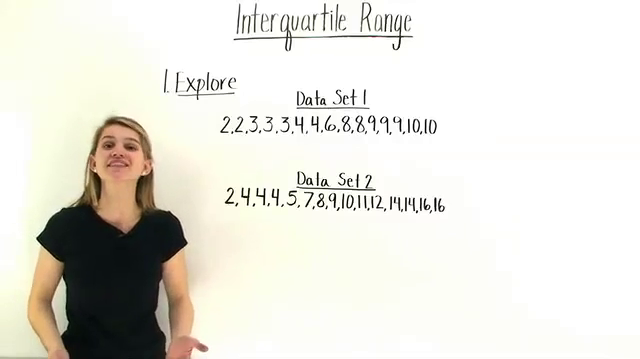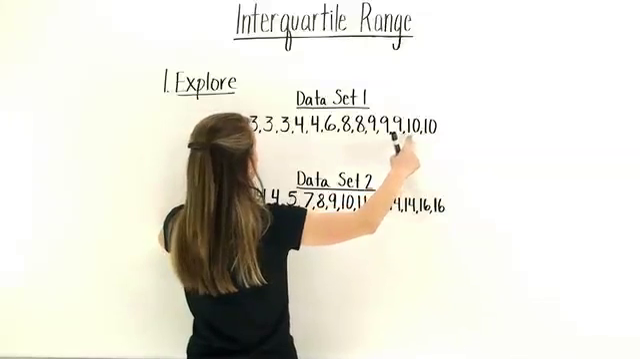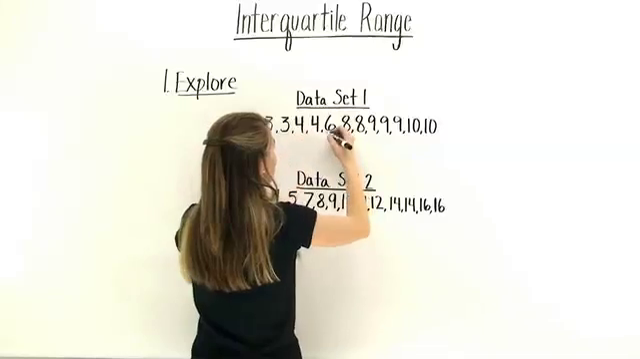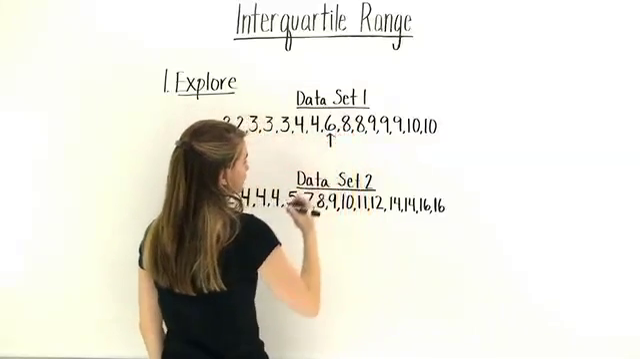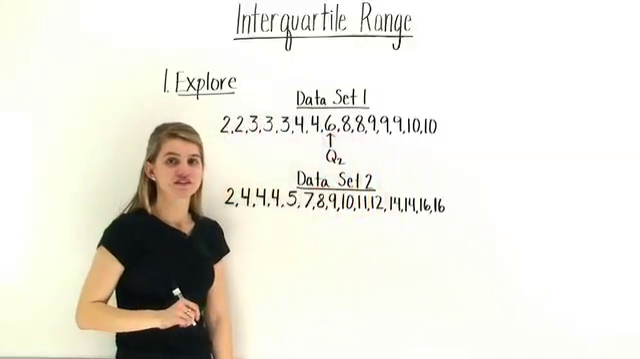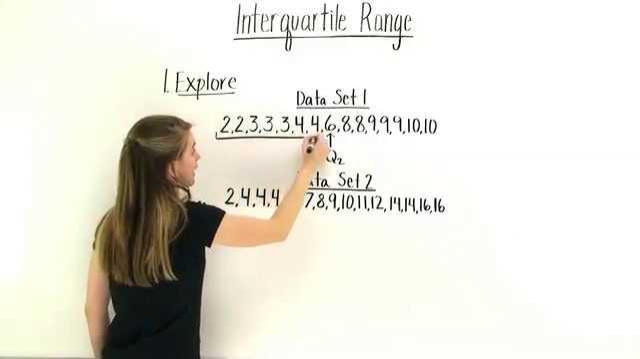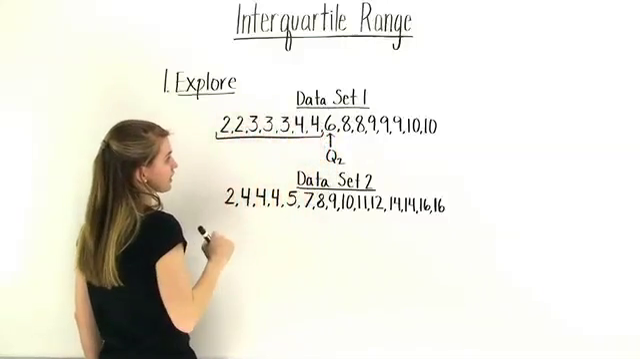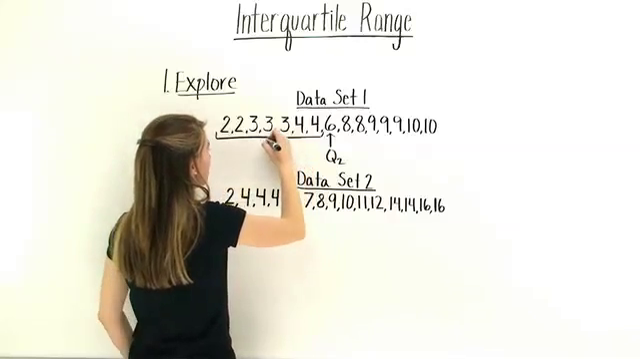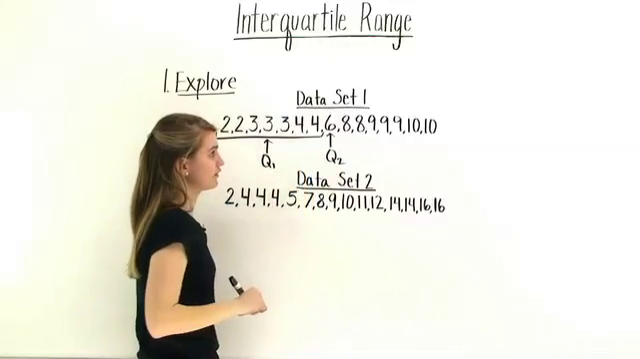Let's begin by finding the value of the second quartile. To do that, we need to find the median, or the middle number of this set of data. If we do that, we'll get that the median, or middle number, is equal to 6. That means our second quartile value is equal to 6. To find the first quartile value, we just look at the lower half of the data, this data here. We find the middle number, or the median, of the lower half of the data. In this case, it's equal to 3. That's our value for the first quartile.